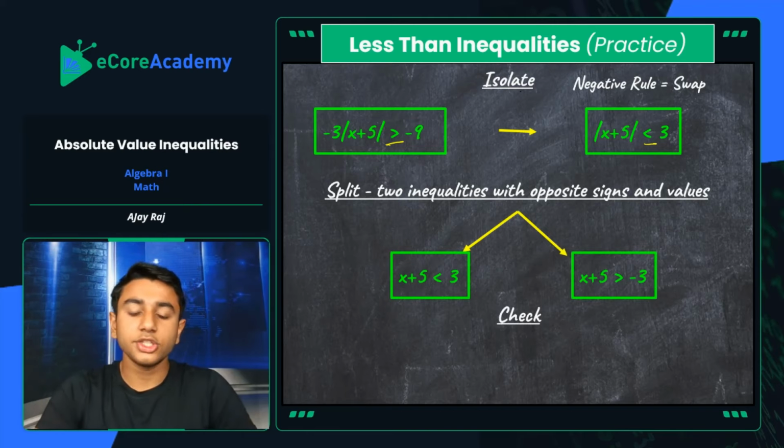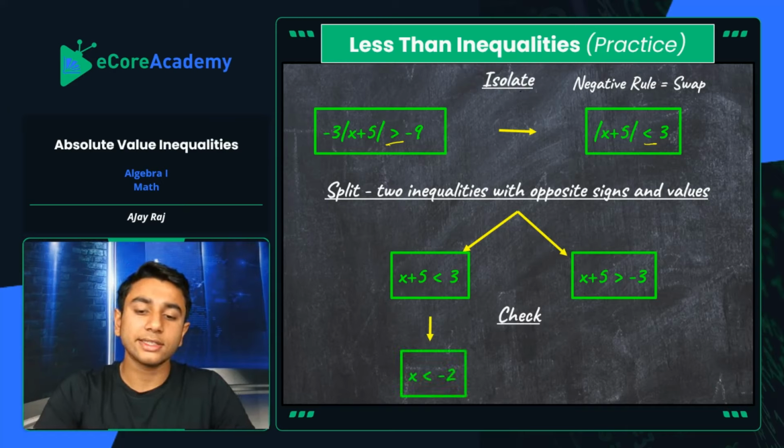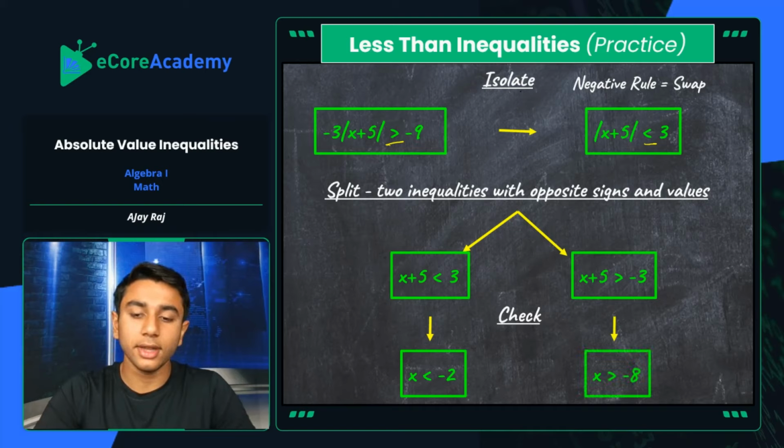And then finally, we're going to check and evaluate each one of those inequalities. On the left-hand side, we have x + 5 < 3. You're merely going to subtract 5 from both sides, and you're left with x < -2. Then on the right-hand side, we have x + 5 > -3. So you're just going to subtract 5 from both sides as well. -3 minus 5 is -8. So x > -8.